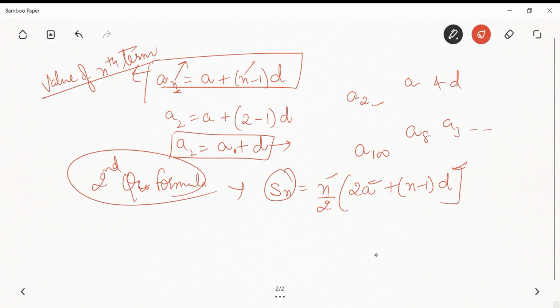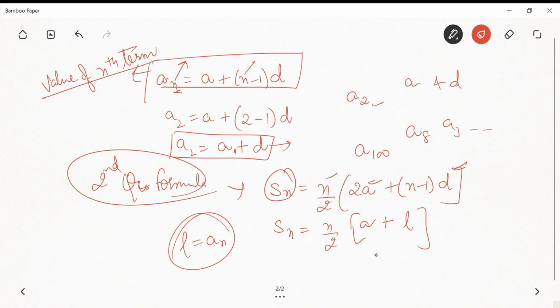If you have the value of the first term and the last term, then the formula is Sn is equal to n by 2 into a plus l. Now what is l here? l is an, that is the last term. I hope this formula is clear to everyone, right? So in arithmetic progression, only two formulas are important. Now, what types of questions can be asked from this chapter?